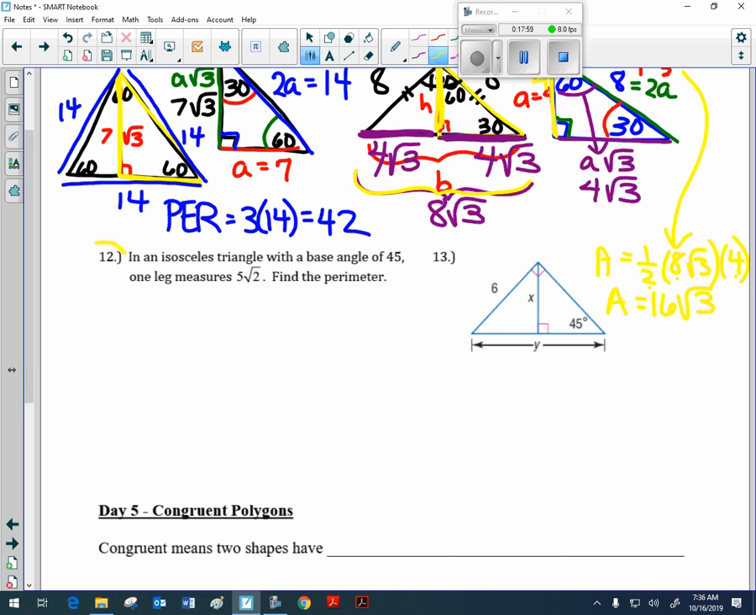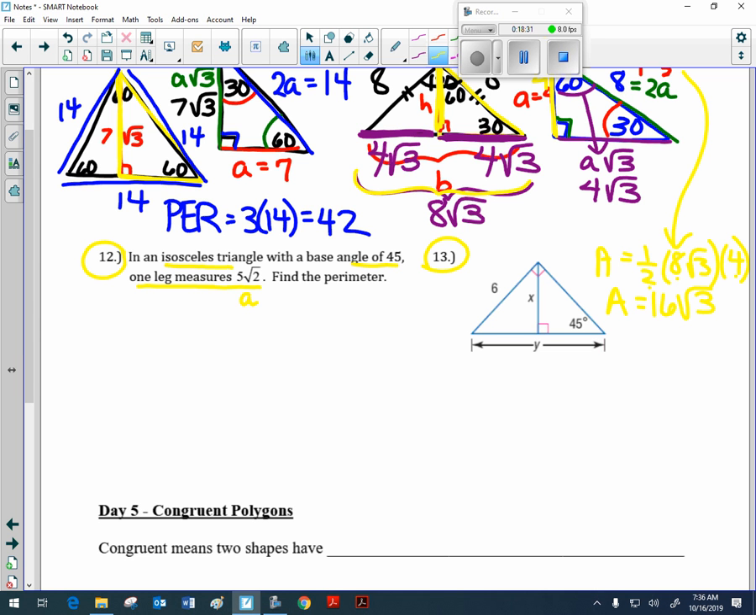I'd like you to please do question 12 on your own. In question 12, I am going to give you a couple of hints here to get started. One of the hints that I'm going to give you is that when you draw this picture, you're going to want to make sure that it's isosceles and both of the base angles are 45. And this is the leg. So this is actually going to be your A value. And then please try number 13.